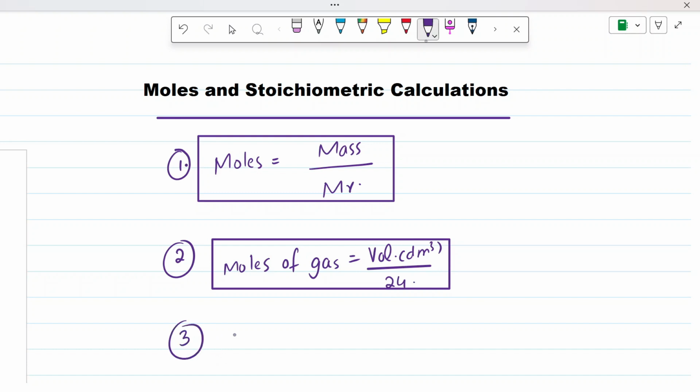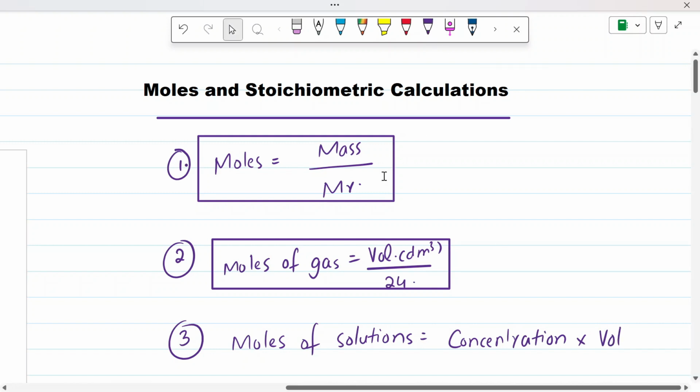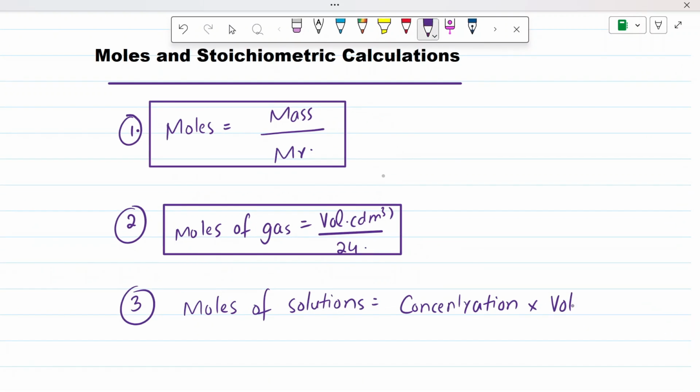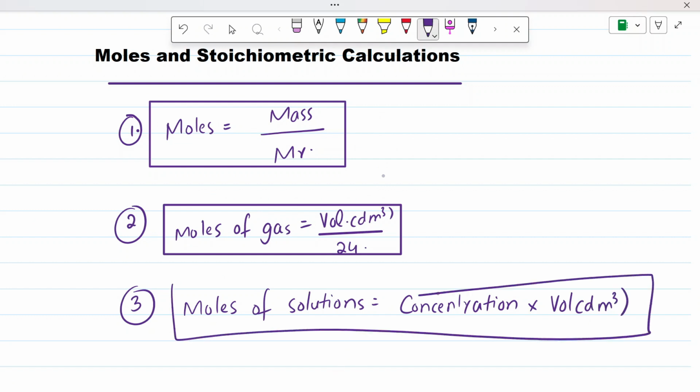Then we have, for finding the moles of solutions, moles of solutions equals concentration times volume. And one more time, please be reminded that volume has to be in cubic decimeter. So this is the third relation that we'll be using.